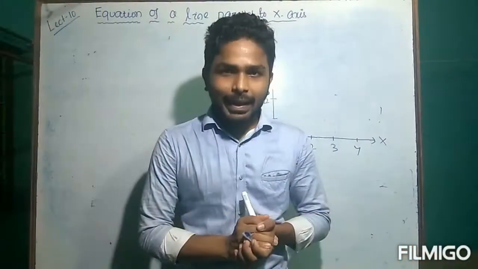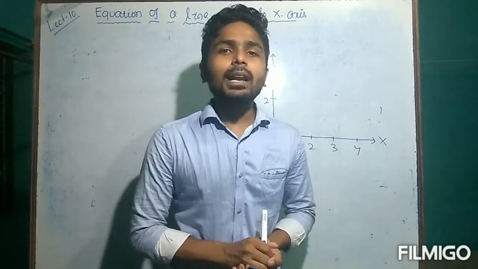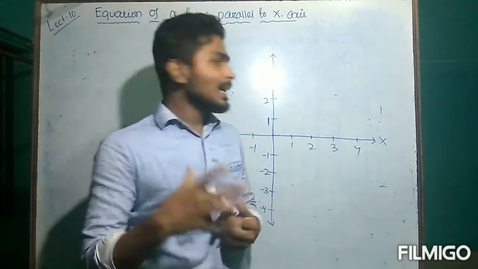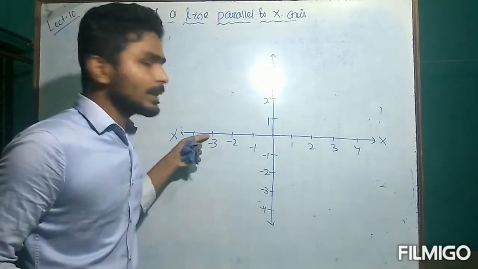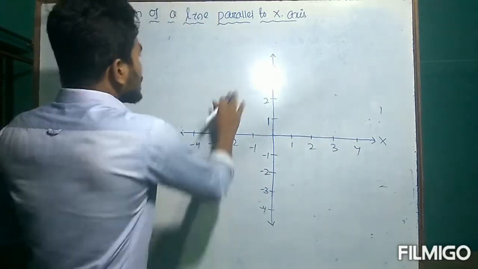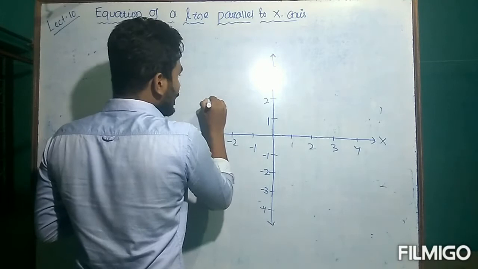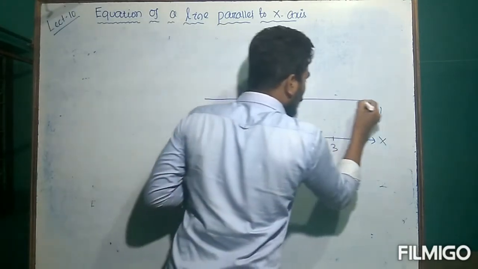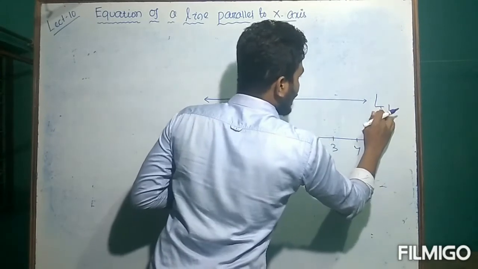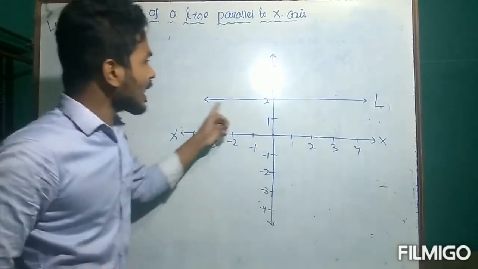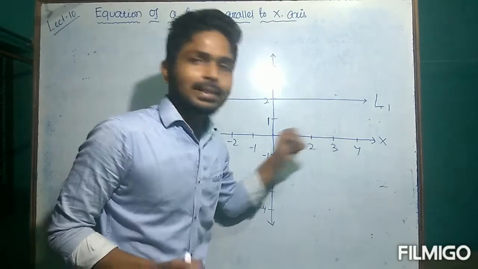And now we are going to find the equation of a line which is parallel to the x-axis. Okay, so let's draw a line which is parallel to this axis, that is x-axis. Suppose I am drawing a line here. Let the name of this line be L1. Now you can see this line L1 is parallel to the x-axis.